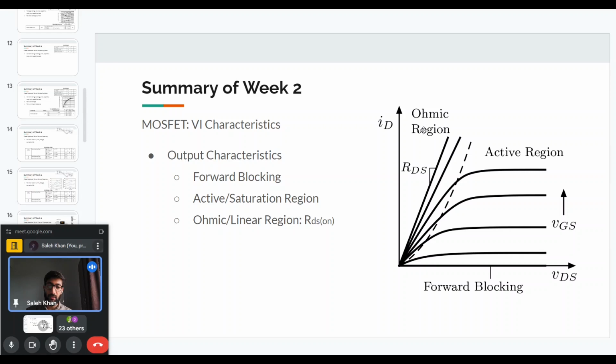So in the active region, it will create a lot of losses that will basically make the temperature of the device too high, so it will get damaged.